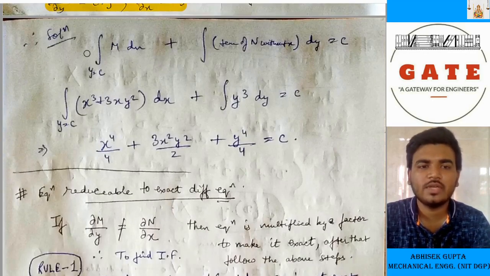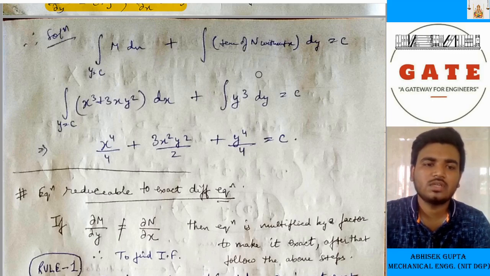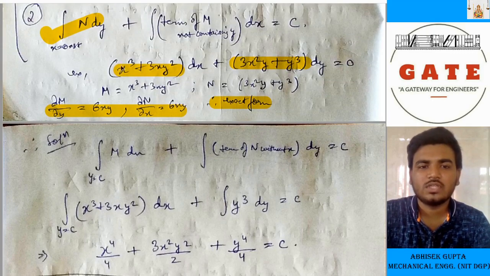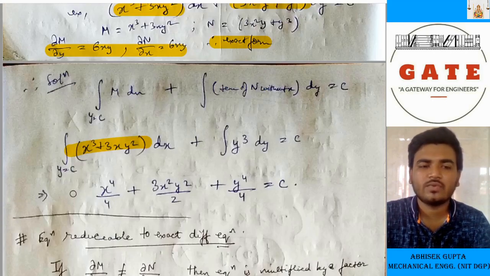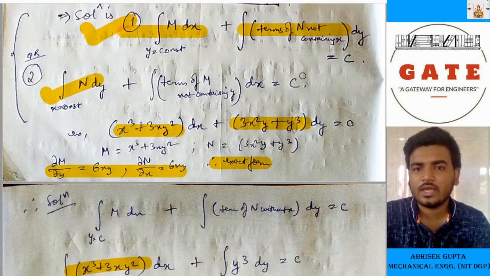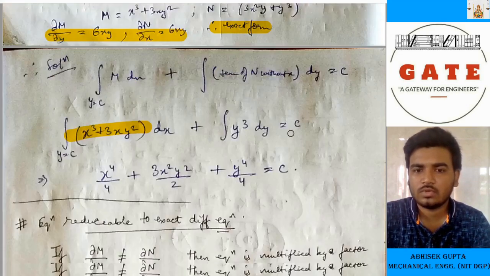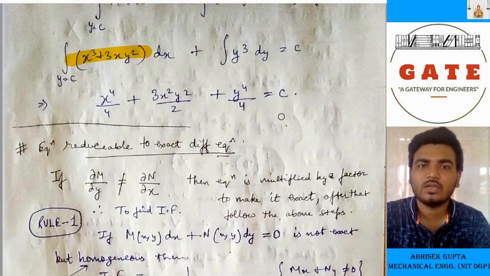So its solution will be: integration of M dx with y treated as constant, plus integration of the terms of N not containing x, dy, equals c. See here, this is M, so put it as it is and integrate with y constant. In terms of N not containing x, the first term contains x, so we will not take that, only y cube. So integration of y cube dy.